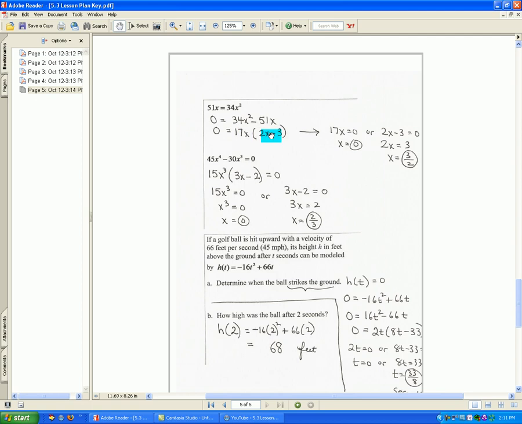If two factors are multiplied together to give me 0, either the first factor is 0 or the second factor is 0. In the first case, when I divide by 17, I get the answer 0. In the second case, when I add 3 and divide by 2, I get the answer 3/2.